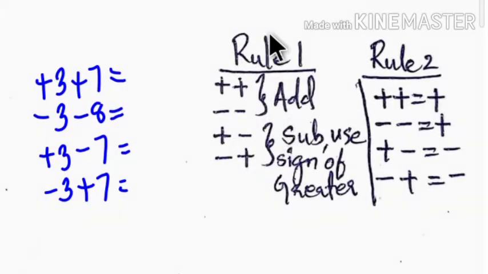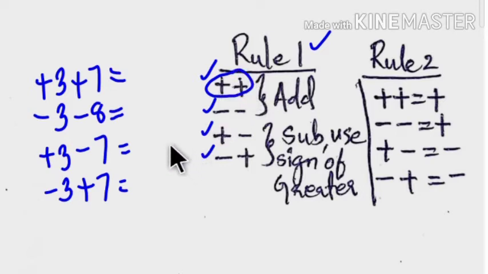So now we are revising rule number 1. 4 cases are there in rule number 1. This is the first case, second case, third case, fourth case. In the first case, two numbers having positive sign. You can see in this example, two numbers 3, 7. Two numbers having positive sign, positive 3 and positive 7. If the two numbers having positive sign, we should add the numbers. While adding 3 and 7, answer is 10, and use the positive sign in the answer.